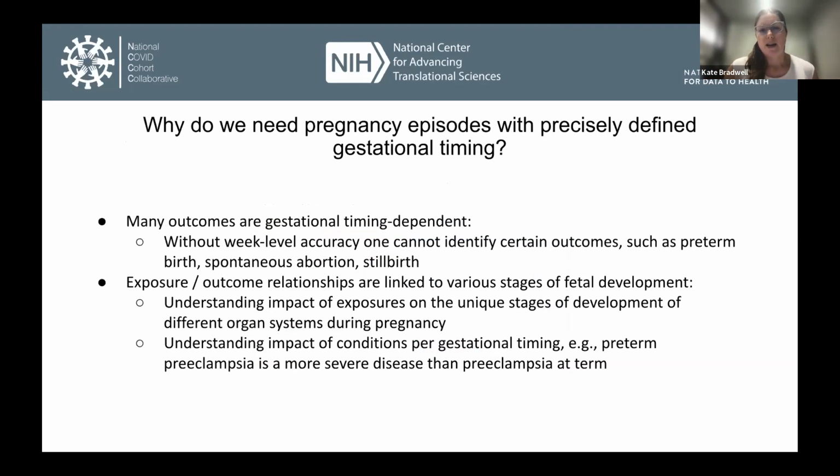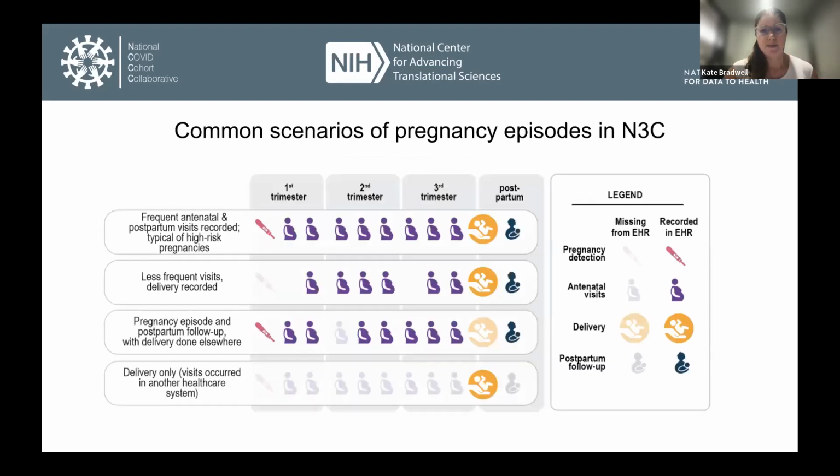So many outcomes are just gestational timing dependent. Also, exposure outcome relationships are linked to various stages of fetal development. So it is very important that we define these pregnancy episodes with, where possible, within a week level of precision in terms of gestational timing, and have very precise start dates for pregnancy.